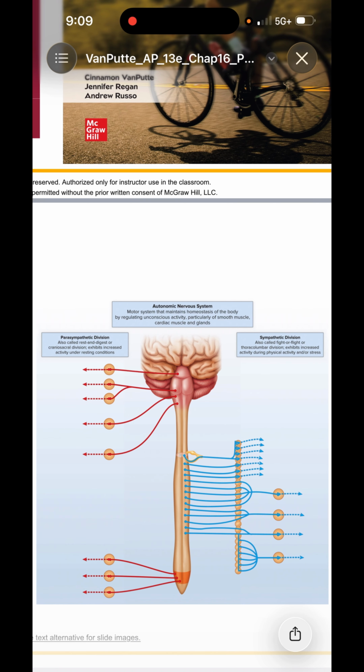Parasympathetic division, also called rest and digest or craniosacral division, exhibits increased activity under resting conditions. Sympathetic division, also called fight or flight or thoracolumbar division, exhibits increased activity during physical activity and or stress.